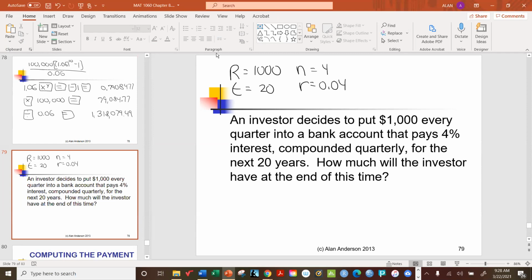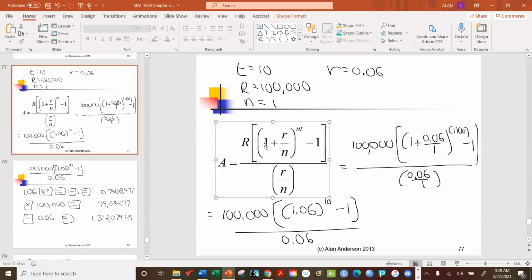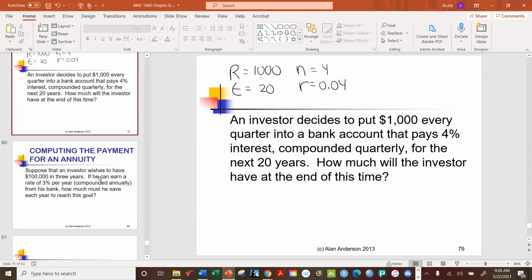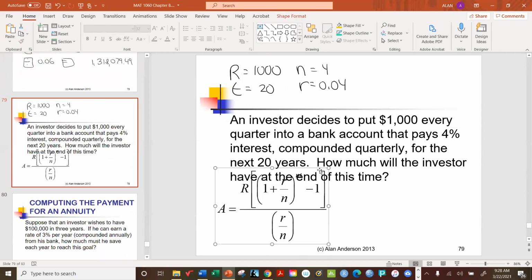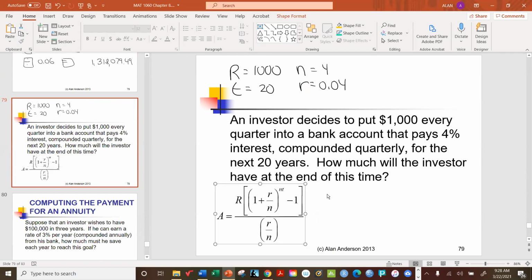So the question is, how much will this person have at the end of that period? Well, it'll be a lot of money, but the question is how much. So let me remind you what the formula is. That's our formula. You have everything you need, 1,000.